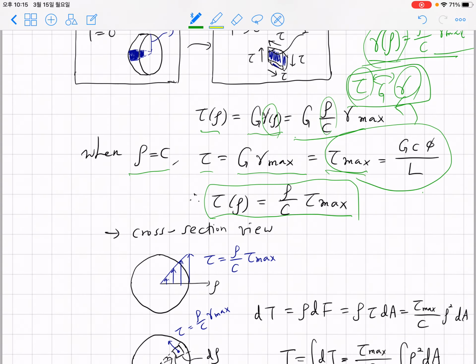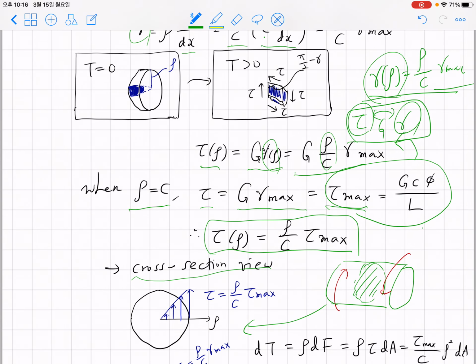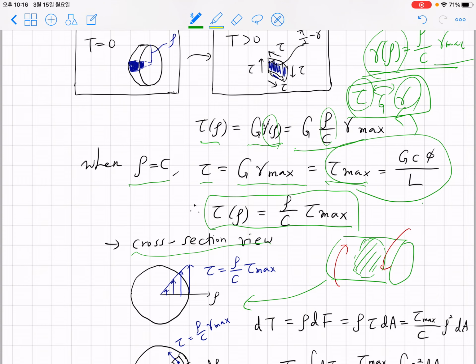Now if we draw the cross-sectional view, after the torsion is applied, and you take out this imaginary cross-section and draw the distribution of tau here, then what you can see is that because tau is a function of rho, tau becomes 0 at the center and tau becomes max at the surface, and between the center and the surface, tau increases linearly. So this is the distribution of tau.